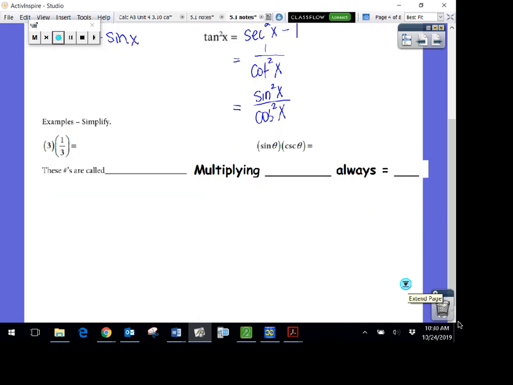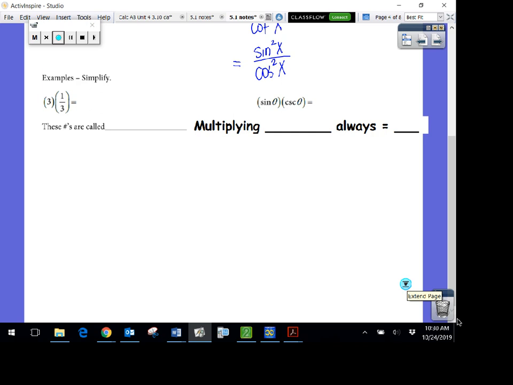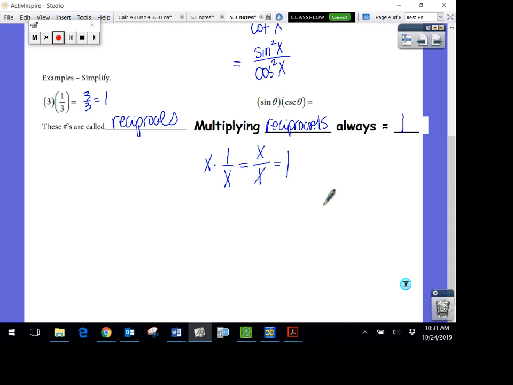All right, now this right here, obviously this is not going to be a unit about multiplying 3 times 1/3. But if we go back to just thinking about 3 and 1/3, 3 times 1/3 is 3 over 3, which is 1. We can just look at that and know that's 1. Those are called reciprocals. Anytime you multiply reciprocals, the result is 1. Same thing with letters. X times 1 over x is equal to x over x, which equals 1.